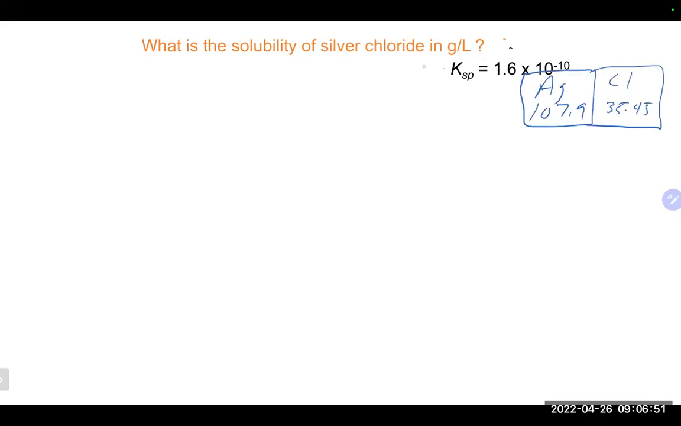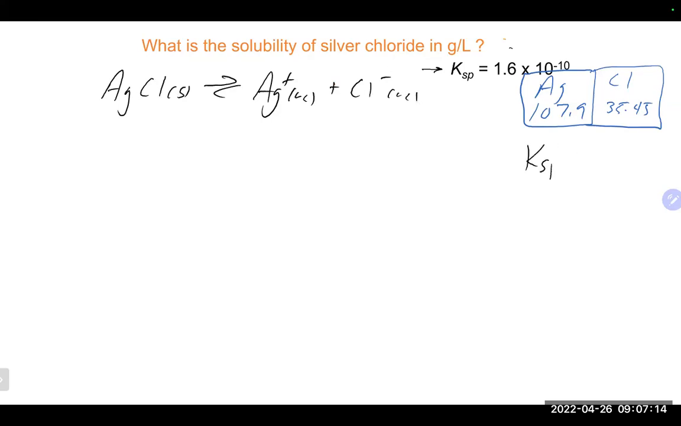Once again here, you do need to do an ice table on this one for sure. We're only given the Ksp value. That also tells us, if you weren't sure, that the silver chloride should be a solid. So we will start with our equation here, which is our silver chloride breaking apart into silver plus chloride here.